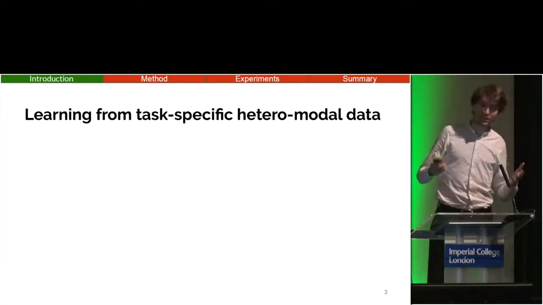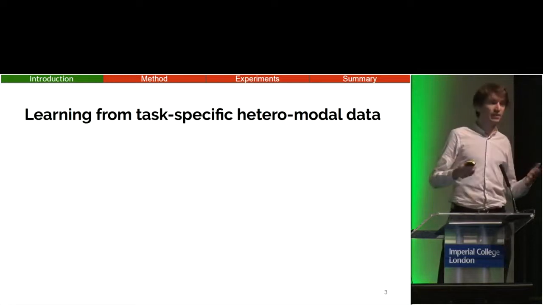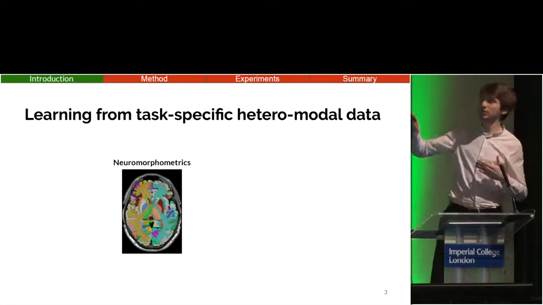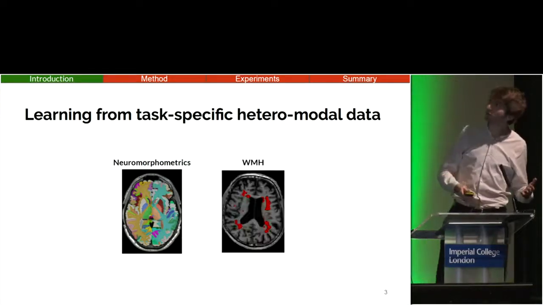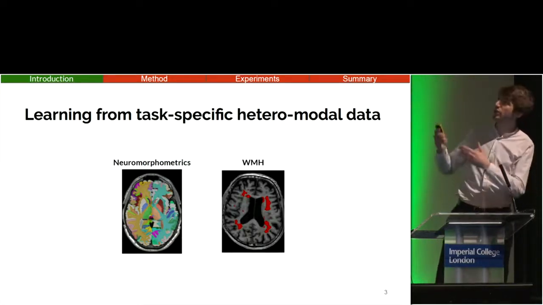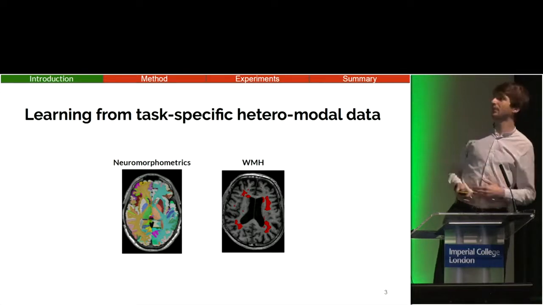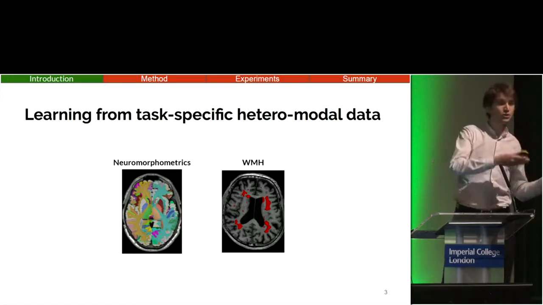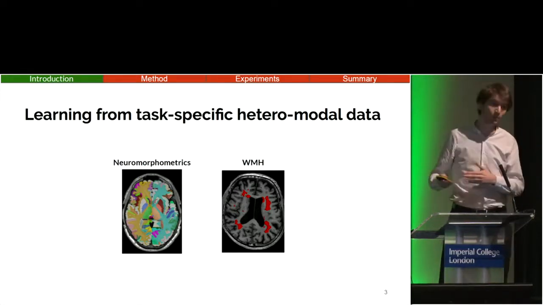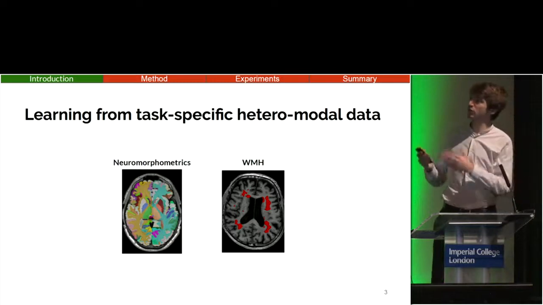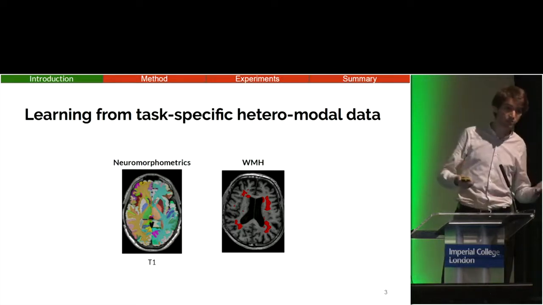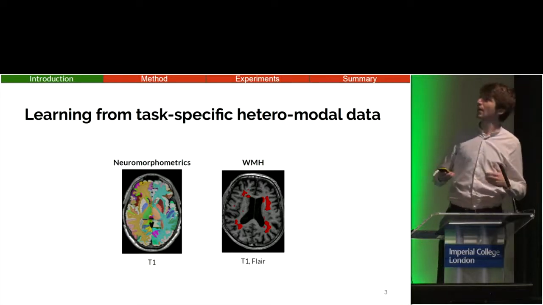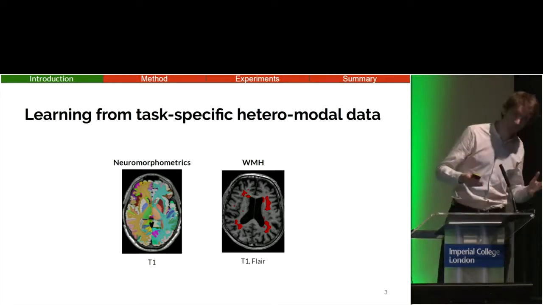Instead, there are some datasets that are task-specific, meaning that they either provide the annotation for the different structures of the brain, such as Neuromorphometrics, or they provide the annotation for the lesions, such as WMH. Because these datasets have been developed in the scope of tissue segmentation or lesion segmentation, the modalities provided for each of them are not the same. So they are hetero-modal. In Neuromorphometrics, we only have access to the T1 scans, and in WMH, we have access to the T1 and the FLAIR scans.